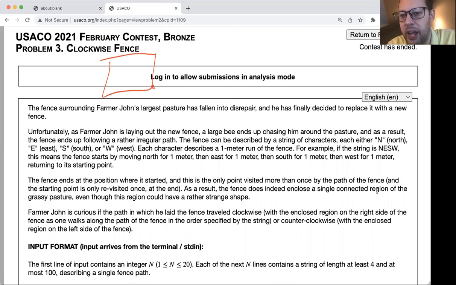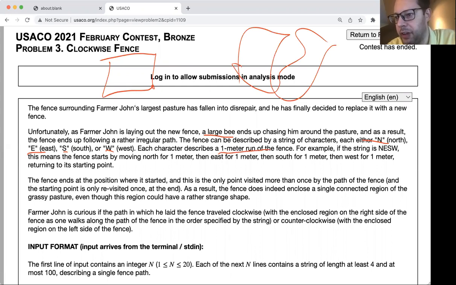Unfortunately, as Farmer John is laying out the new fence, a large bee ends up chasing him around the pasture. As a result, the fence ends up following a rather irregular path. The fence can be described by a string of characters, either with N for north, E for east, S for south, or W for west. Okay, so we're describing a fence that's going to be kind of wacky by northeast, southwest directions. Each character describes a 1 meter run of fence.